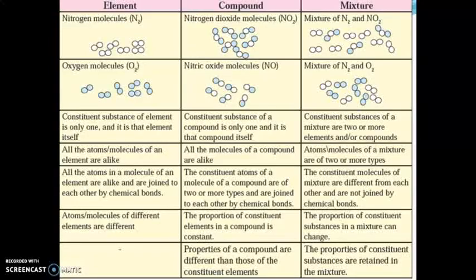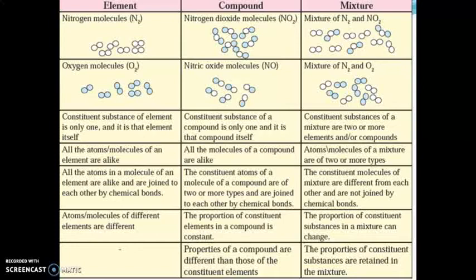Okay, now coming to the tabular form. First we will see about element. Suppose the nitrogen molecule is an element, and the oxygen molecule is an element. The constituent substance of an element is only one, and that is the element itself. Now here, N2, which is the constituent element? N. Here, the oxygen molecule, which is the constituent element? O. So that is only one, the element itself.